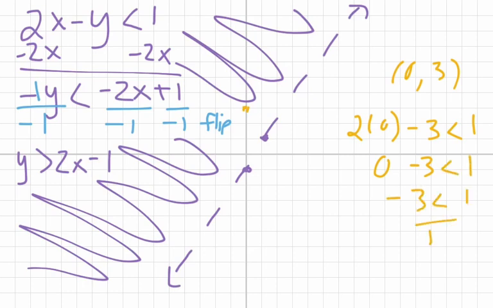-3 is less than 1, which is true. And that will always work. So if you feel a little bit shaky on that shortcut, it's really, really nice. And it means you really don't have to show any work at all for some of these problems. But if you're a little bit shaky on it, back it up with a test point.